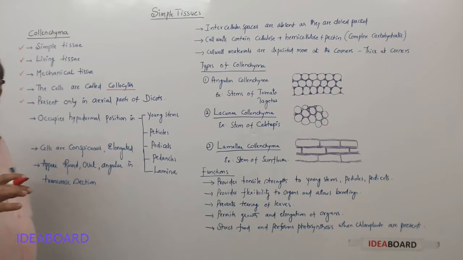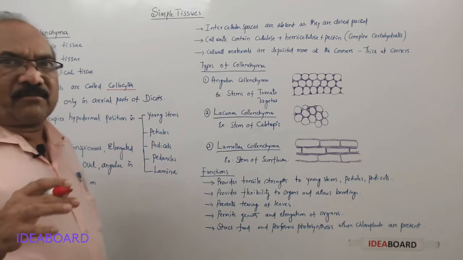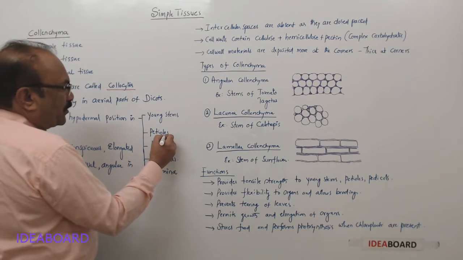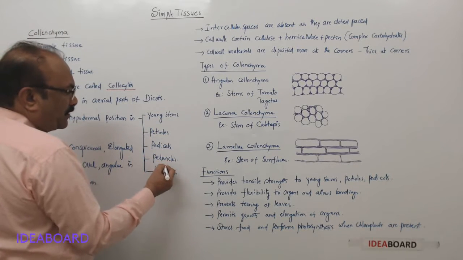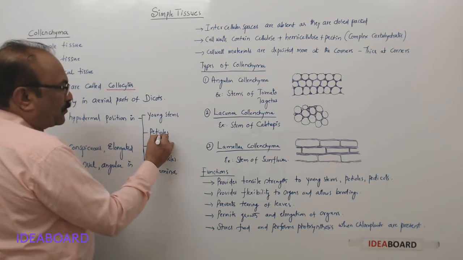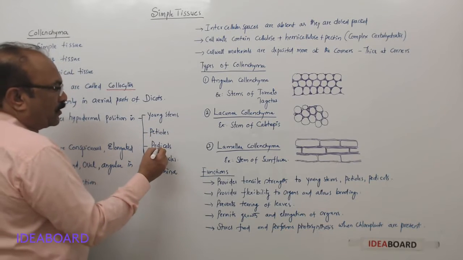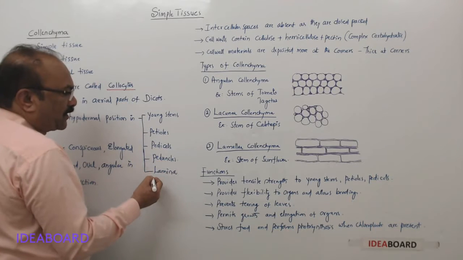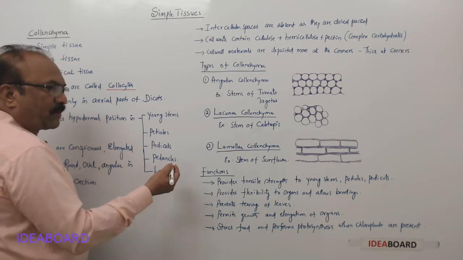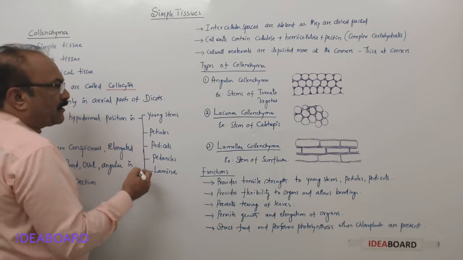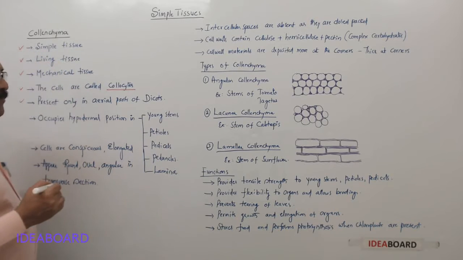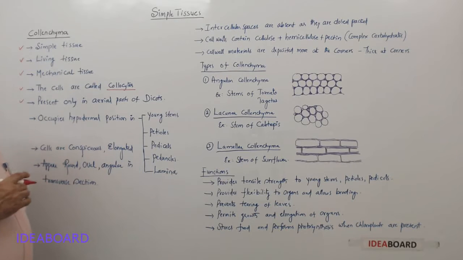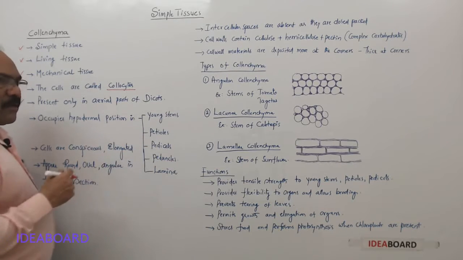And what are those aerial parts that we will see? The aerial parts are young stems, petioles, pedicels, peduncles, and lamina. I hope you know the stalk of the leaf is the petiole, the stalk of the flower is the pedicel, the stalk of the inflorescence is the peduncle, and the lamina, of course, is the upper part of the leaf, and the young stems. So it is not present in the old parts of dicots, and all these are aerial parts.